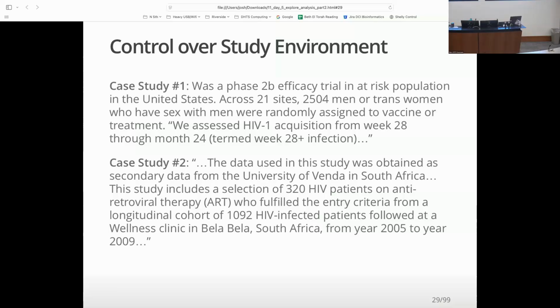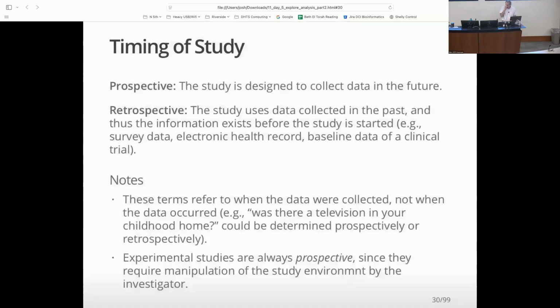So we talked about control over the study environment. So let's talk about timing of studies. Again, there are two major bins that we can put these in. They're prospective studies and they're retrospective studies.